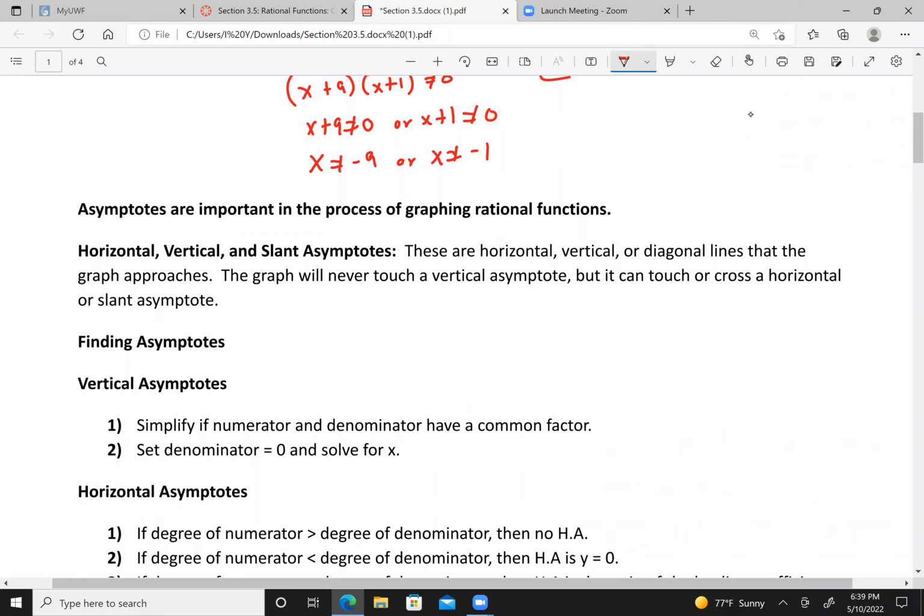Next thing we're going to talk about is an asymptote. They're important for graphing rational functions. They have horizontal, vertical, and slant asymptotes. These are horizontal, vertical, or diagonal lines that the graph approaches. The graph will never touch a vertical asymptote, but it can touch or cross horizontal or slant asymptotes.